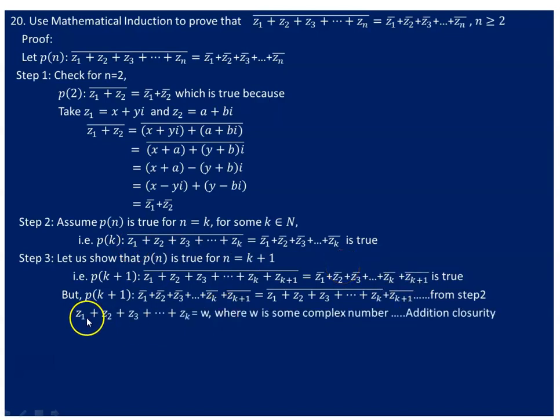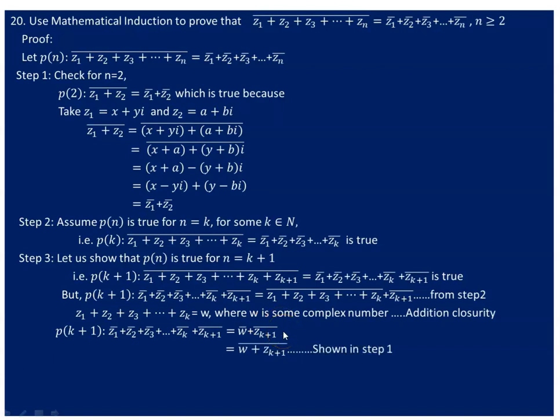So from this now, let's assume that the sum of these k complex numbers from z1 up to zk to be w, where w is some complex number. Here w is a complex number because the set of complex numbers is closed under the operation of what? Addition. Whatever complex numbers you may add, the result is again a complex number. So w is a complex number. So what follows is this one. As you are adding these complex numbers from z1 bar up to zk bar, we can have w bar. So w bar plus zk plus 1 bar can come. You can have this one, guys.